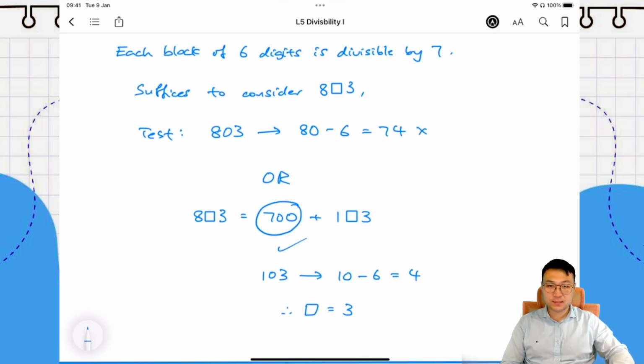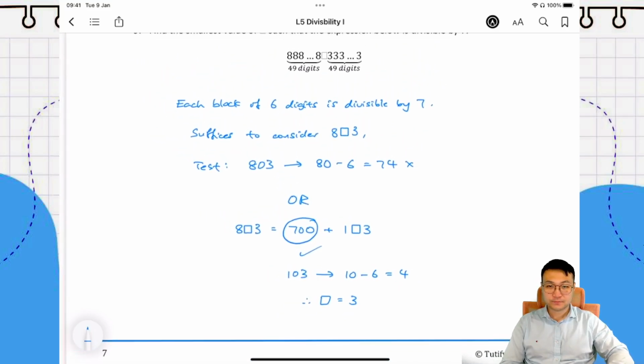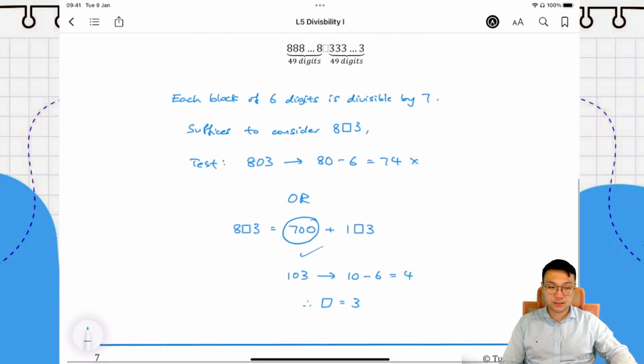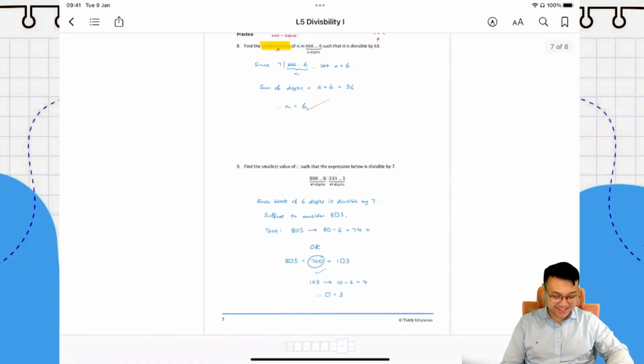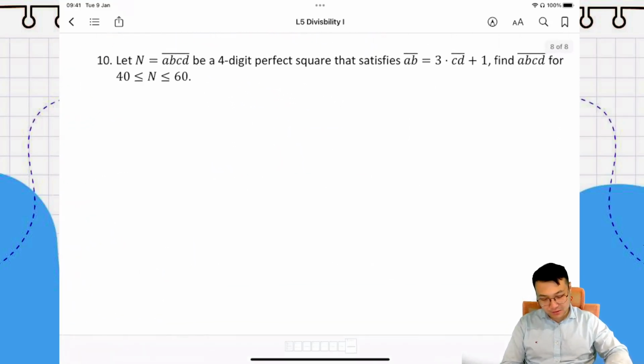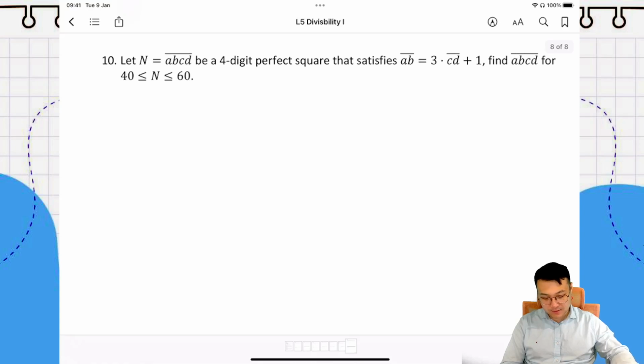Okay, any questions about these, students? Whenever you see repeated digits like that, you group them in groups of 6, because you know that every group of 6 is already divisible by 7. Now, let's take a look at question 10.